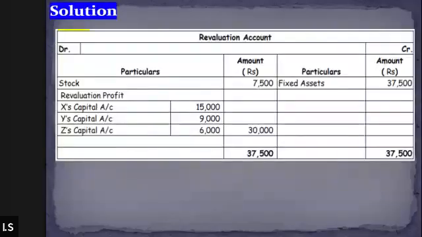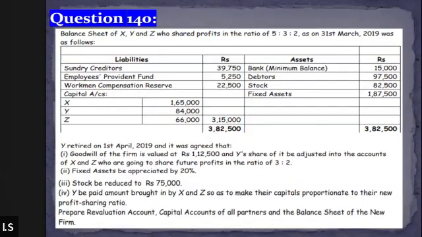All right, anyways, let's quickly start with question number 140. Let's first read this once. This question says that we have three partners, X, Y, and Z, who used to share the profit and losses in the ratio of 5:3:2. The balance sheet is given.